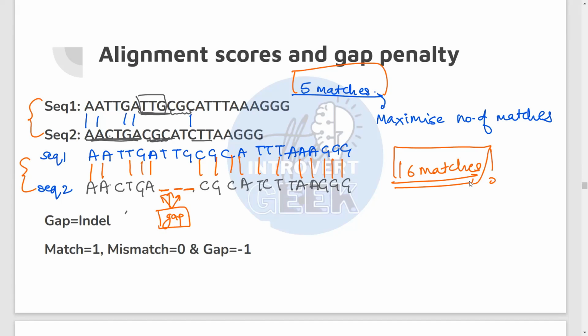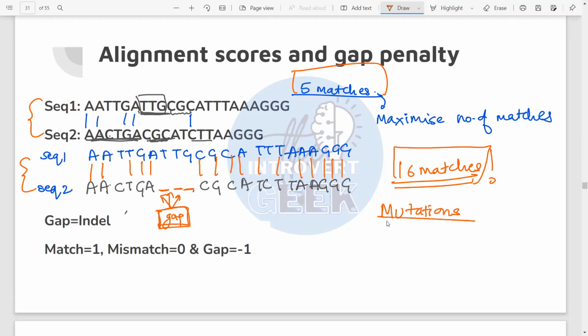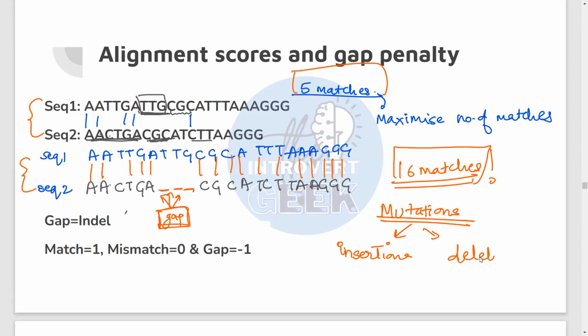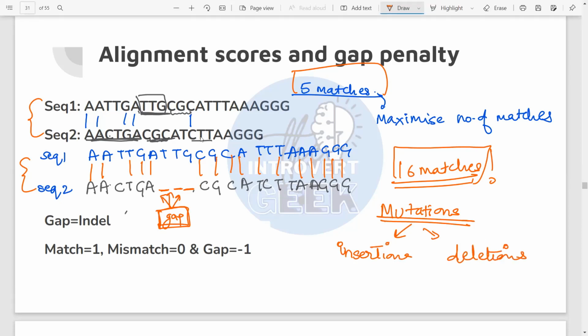So then how to decide when to add a gap? And how can adding a gap be justified? Let me answer that question. How can adding a gap be justified, or where has this concept of gap come from? Now during evolution, we know that mutations take place, right? And during these mutations, certain insertions and deletions take place, right?